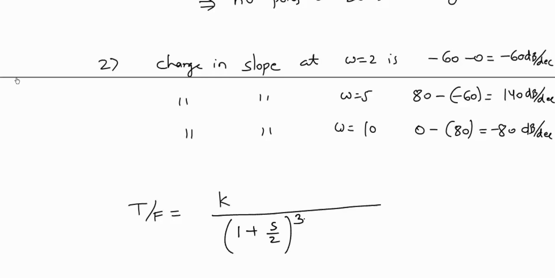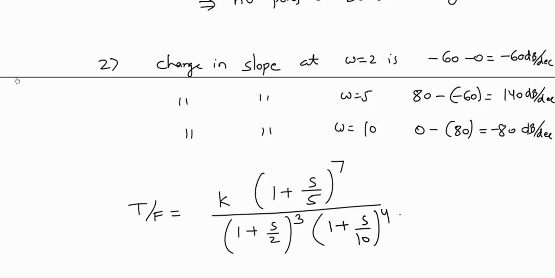Next, at omega equal to 5 I have 7 zeros, so (1 plus s by 5) whole power 7. Then at omega equal to 10 I have 4 poles, so (1 plus s by 10) whole power 4. So this is the overall transfer function. Now we have to determine the value of k.